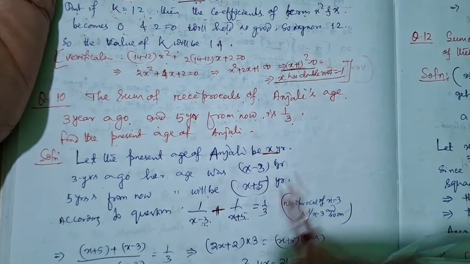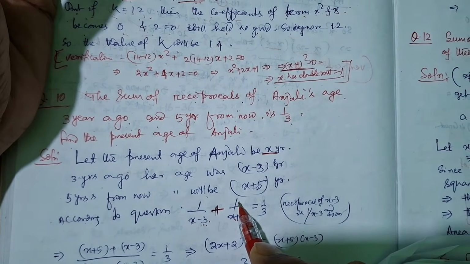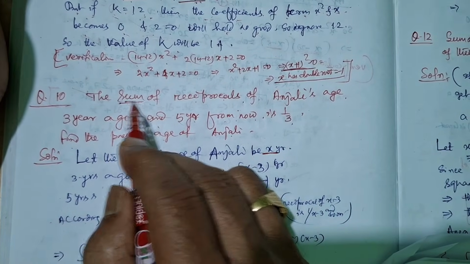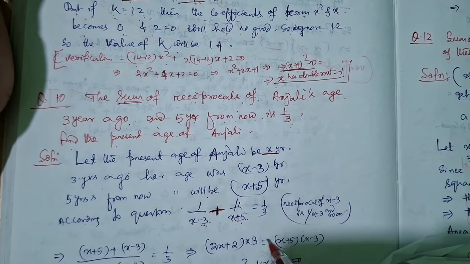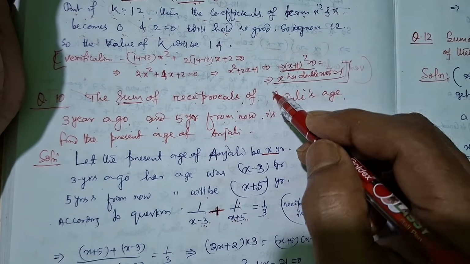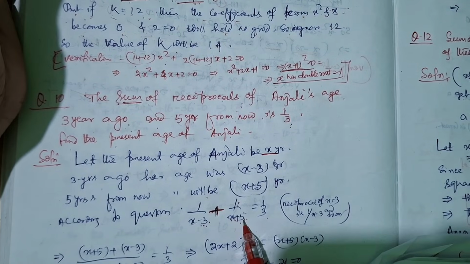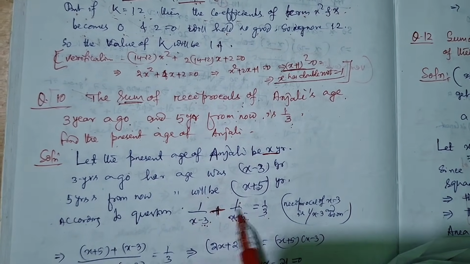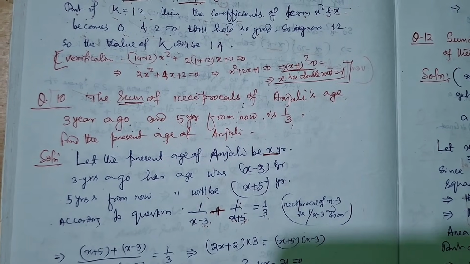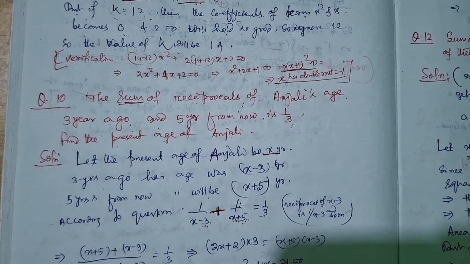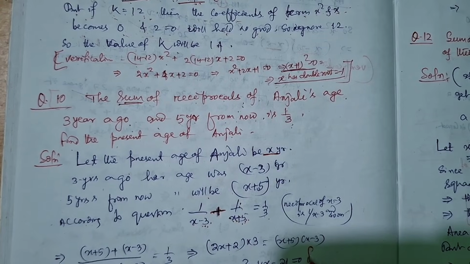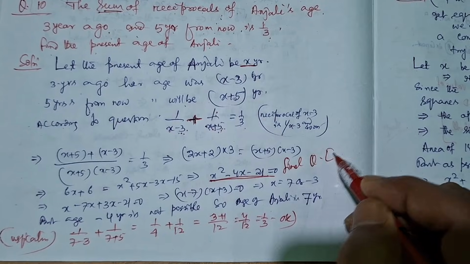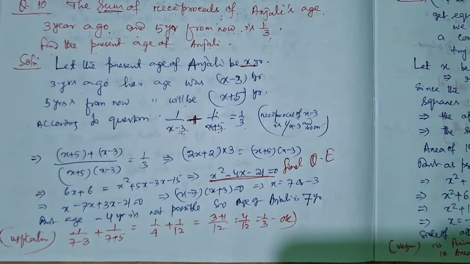And their reciprocals, meaning its reciprocal 1 by x plus 5, and their sum is given as equal to 1 by 3. From this data we develop this condition, and after simplification, cross multiplication and taking the LCM, you get the final equation, which is this final quadratic equation.